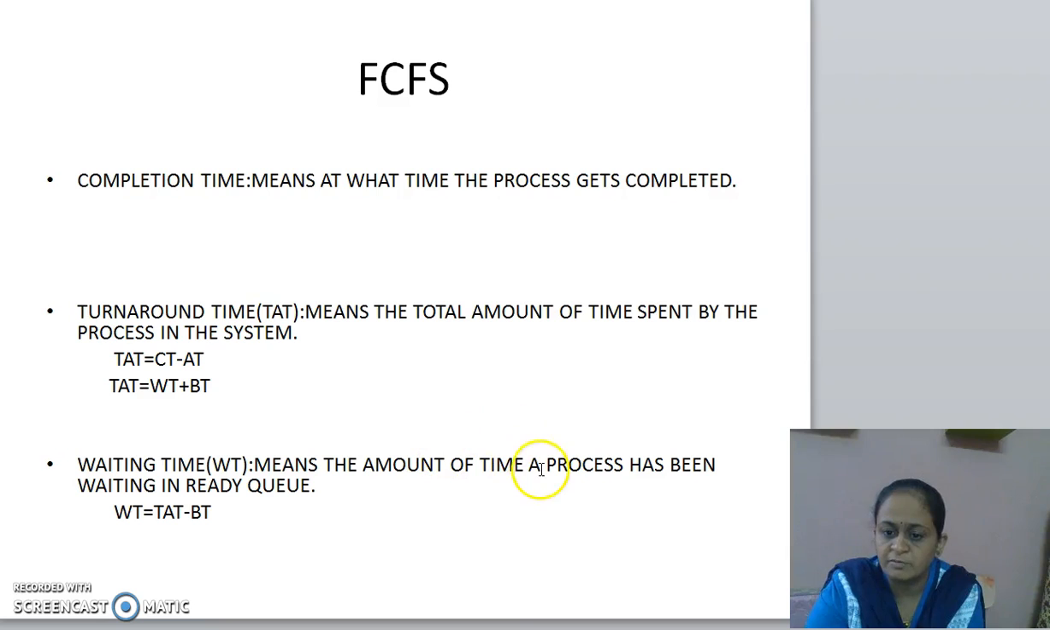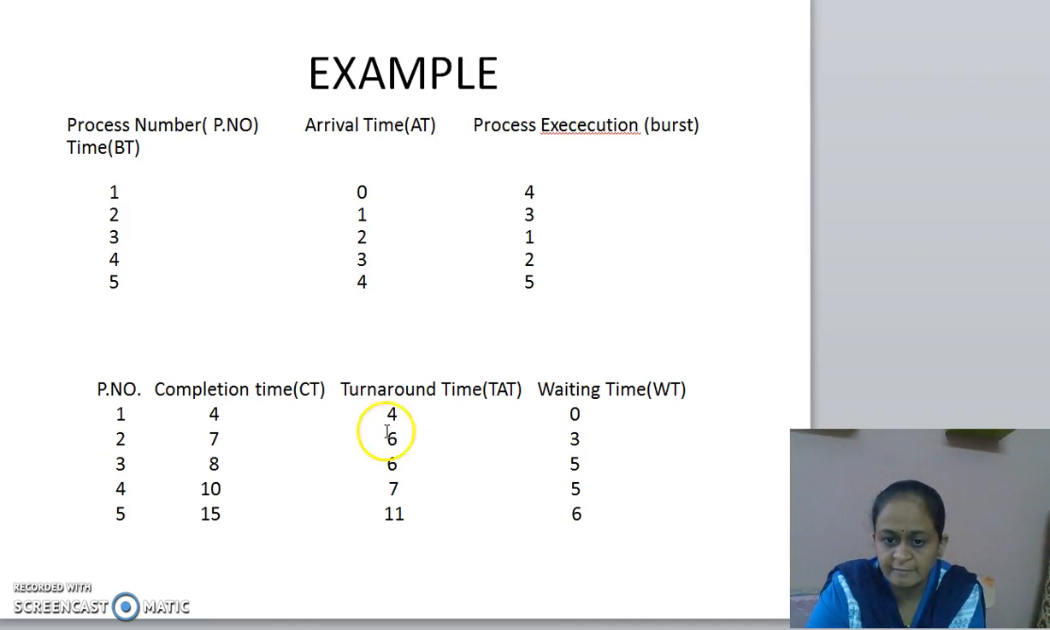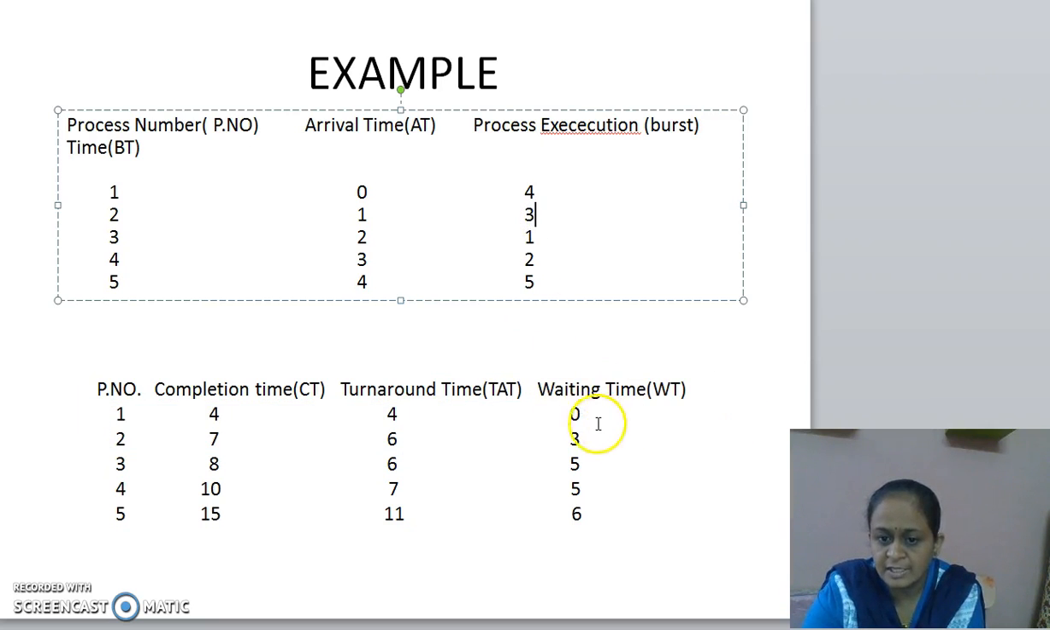Waiting time means the amount of time a process has been waiting in the ready queue. So waiting time is nothing but turnaround time minus the burst time, which will give the waiting time. So here the turnaround time is 4 and the burst time is 4. So 4 minus 4, which gives the waiting time of 0 for process 1. For process 2, the turnaround time is 6 and the burst time is 3, so 6 minus 3 gives 3.